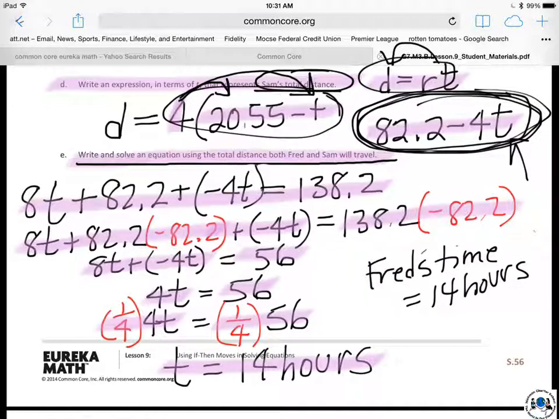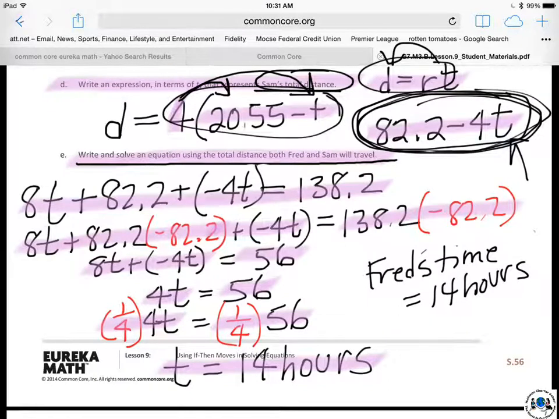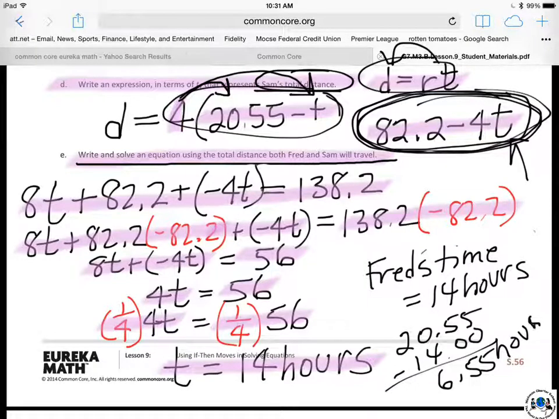The first bit of information we need, well, we have 14 hours for Fred, but we also know that the total time was 20.55 hours. We had that. So if we do 20.55 minus 14, because that's Fred, then we get 6.55 hours. And this is Sam's time. So these are our two answers here: Fred's time equals 14 hours, Sam's time equals 6.55 hours.